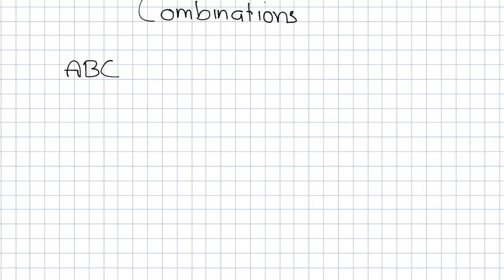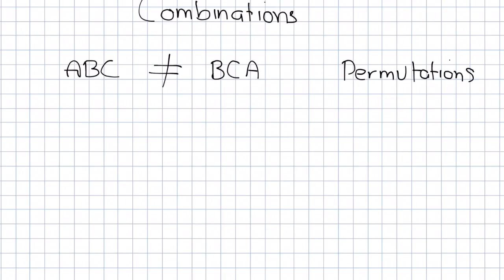ABC is one permutation. Another permutation would be BCA. Now they're two completely different permutations. They are not equal when they're permutations. They're totally different. But ABC is equal to BCA if they're combinations. So they are the same thing. So let me just fix that.